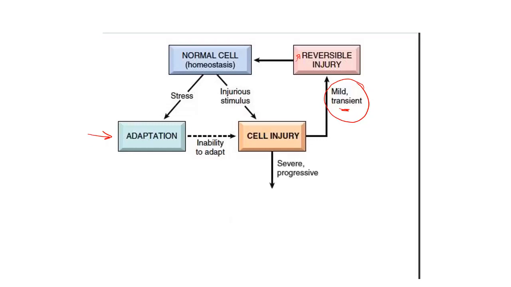But if the injurious stimulus is severe and progressive, it is severe and lasts for a long time, and so the cell cannot reverse to normal, so I'm going to have irreversible injury. Irreversible injury to the cell means cell death. So I'm going to have cell death.